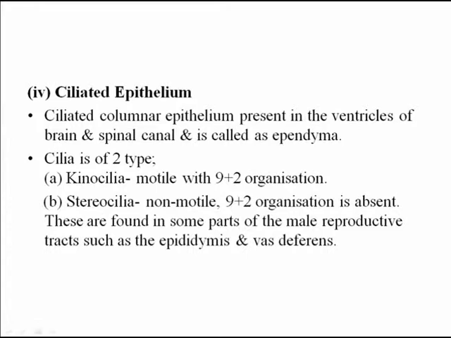Cilia are of two types, kinocilia and stereocilia. In kinocilia the organization is 9+2, and stereocilia are non-motile and the organization is absent. So what is the meaning of 9+2 organization here? Actually, this is an internal structure of cilia: a cilium, usually motile, having 9 peripheral double microtubules and 2 single central ones. That's why the organization is 9+2. And these are found in some parts of the male reproductive tract such as the epididymis and vas deferens, which helps the flowing of sperm.